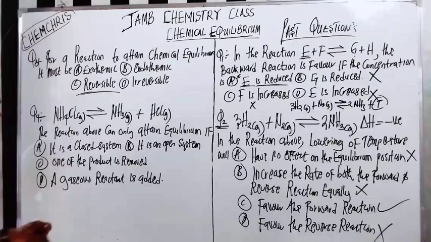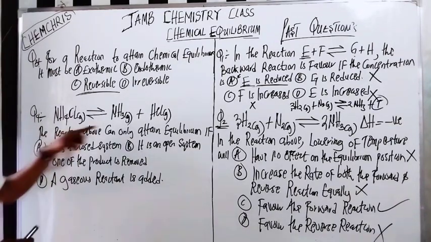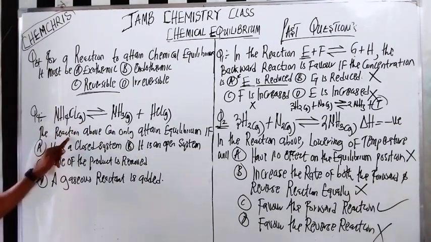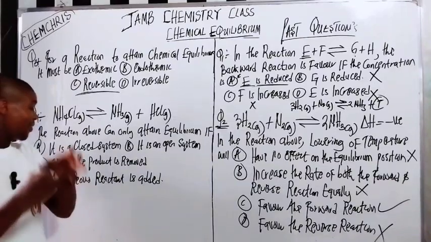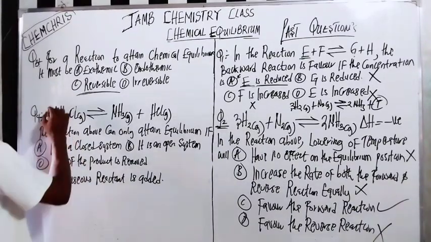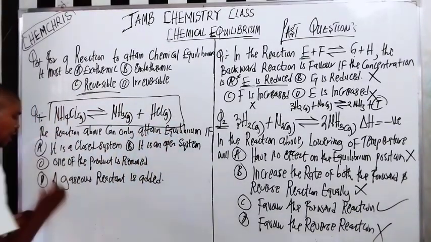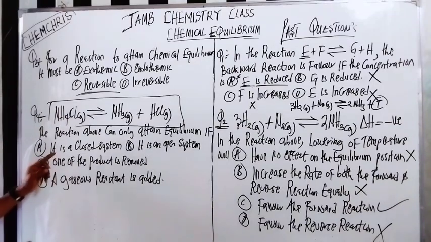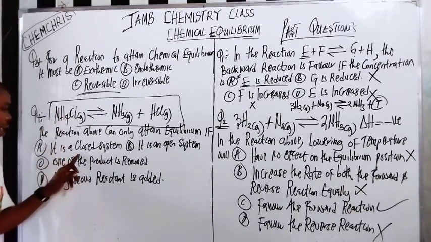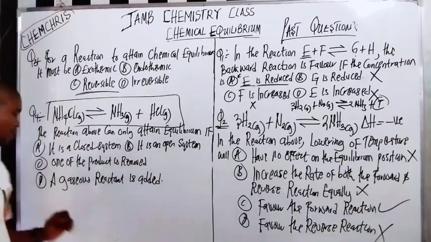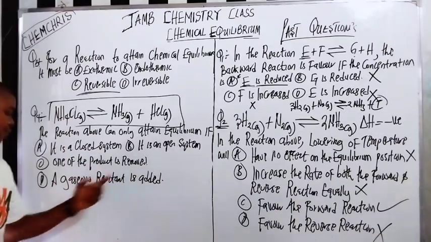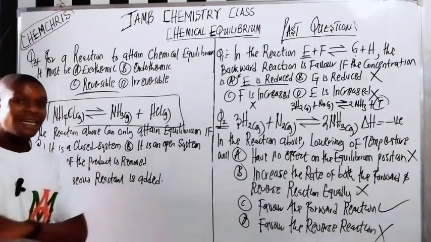That is it. Now look at this other one here. Look at this reaction here. They say the reaction above can only attain equilibrium if: it is a closed system; it is an open system; one of the products is removed; a gaseous reactant is added. Now the answer is what?